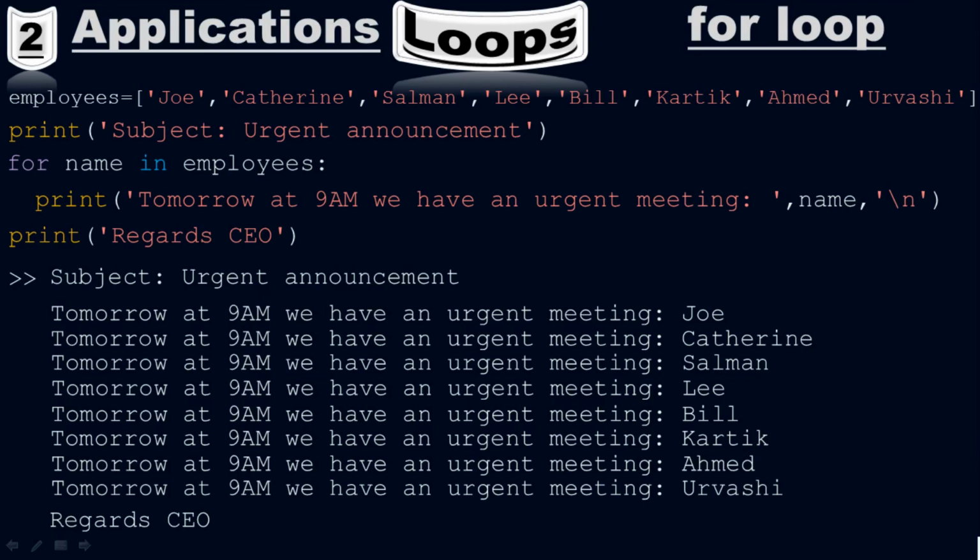So I hope you got the point now. We already know what in is. In shows the existence of the individual name in the employees list, like name in, whether it exists or not. This in operator shows the existence of this name. So that's how we can send a single message to multiple people by using the for loop. So the for loop plays a tremendous role in our daily life. I hope you got the point now.